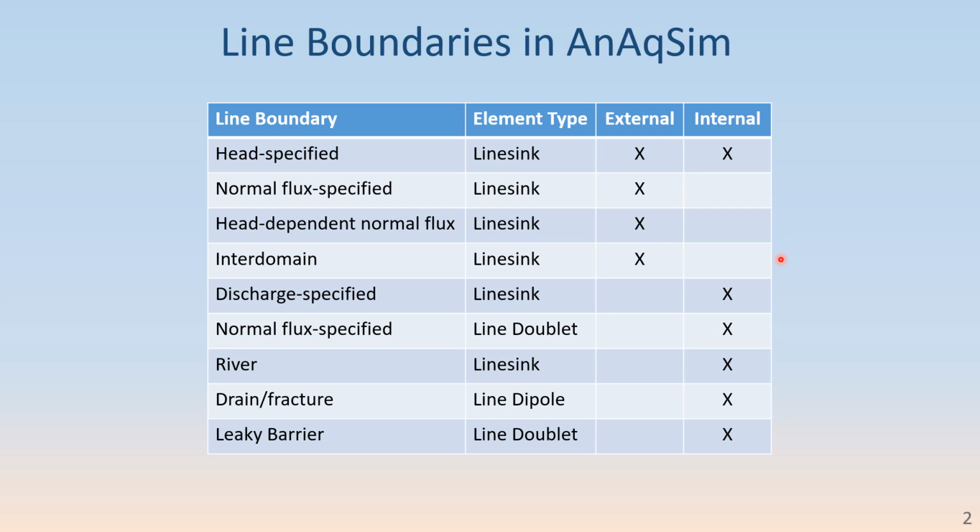Interdomain boundaries are where the domains can abut. These can be one-to-one or one-to-many if you're going from a far-field single-layer area to a multi-layer area. The kinds of elements that are employed for all of the external line boundaries are line sinks, where it's basically a well element integrated along a line. And there are other line element types, line doublets and line dipoles, which have zero net discharge and are the integration of a dipole along a line. We'll talk about that more in an upcoming session.